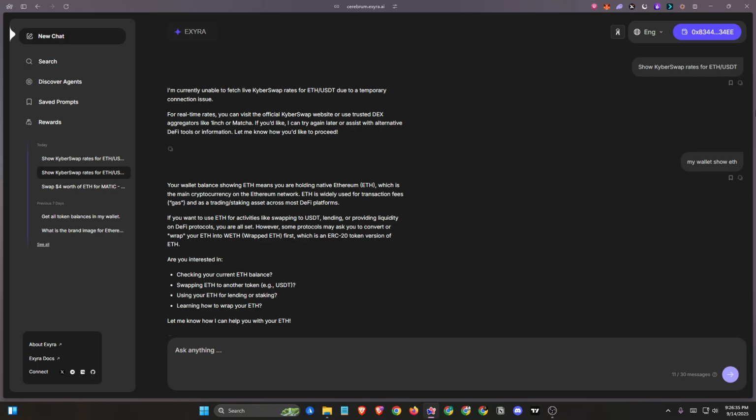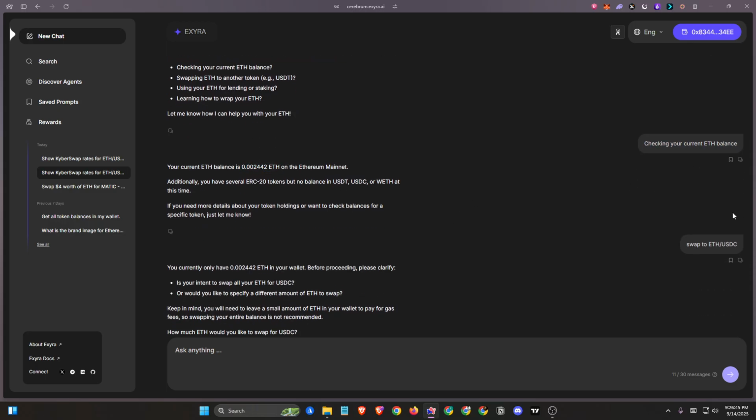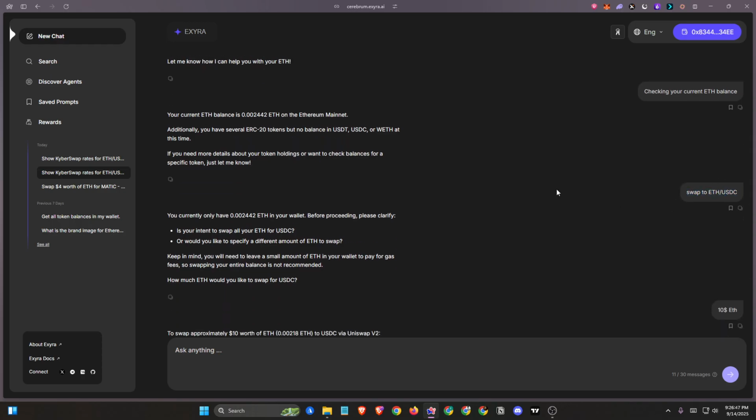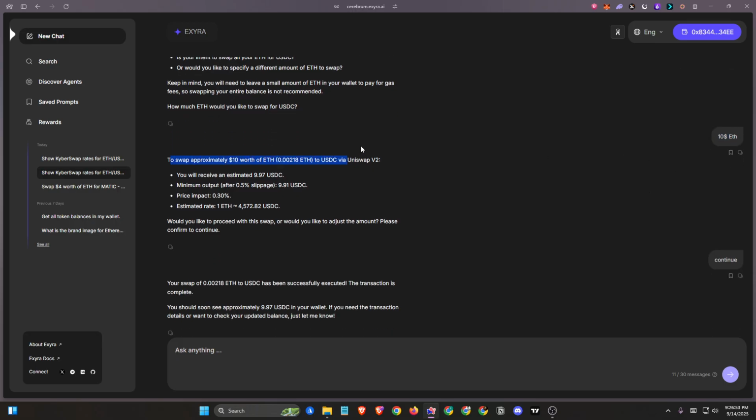Swap. First of all, I type here, my wallet shows Ethereum. Checking your current Ethereum balance. This is shown rightly. Then swap to USDT. This is the $10 Ethereum, $10 Ethereum you are going to receive. This is the minimum amount. Then next, continue.